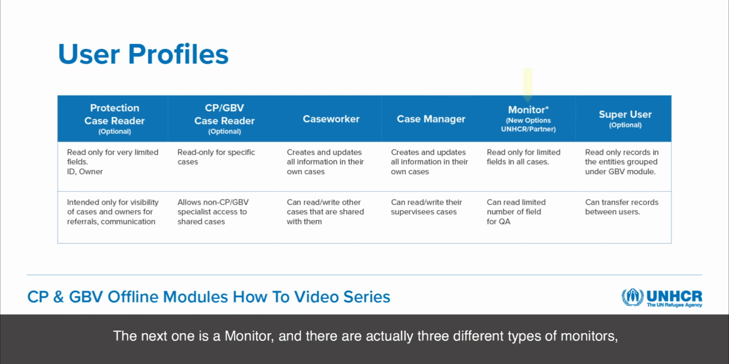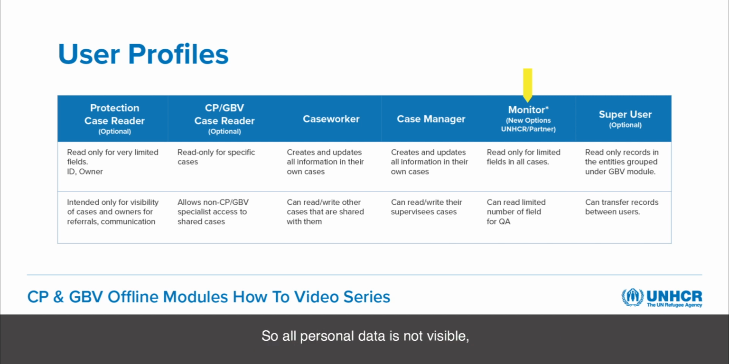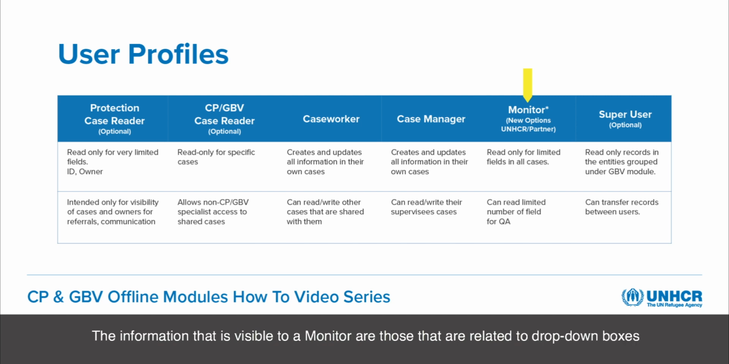The next one is a monitor, and there are actually 3 different types of monitors, but the intention of this role is to allow for individuals to not have access to all of the personal data within a case file. So we're trying to, again, maintain the need to know principles. So all personal data is not visible, as well as any of the information that is in type-in boxes. The information that is visible to a monitor are those that are related to drop-down boxes.